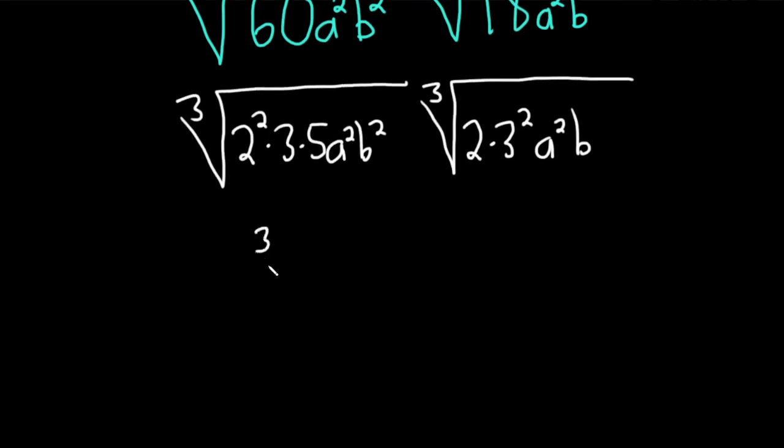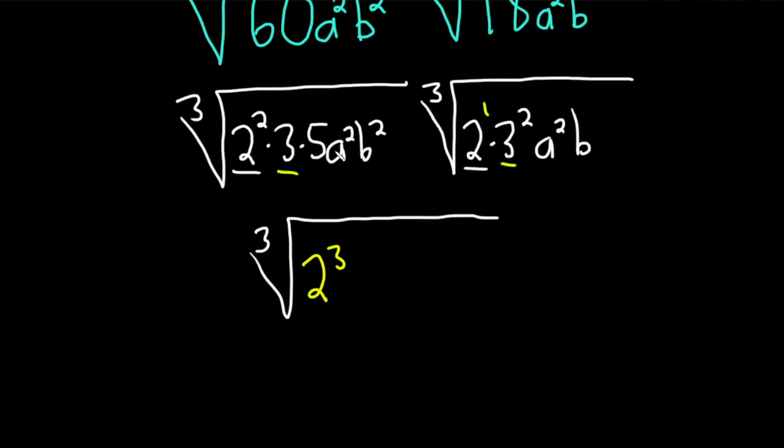So this is the cube root of, let's see, multiplying this times this gives us 2 cubed, because you add the exponents: 2 plus 1 is 3. And then multiplying this times this, same thing, you add the exponents: 1 plus 2 is 3, so it's going to be 3 cubed. And then the 5 is just the 5. A squared times a squared is a to the 4th. And then b squared times b is b cubed.